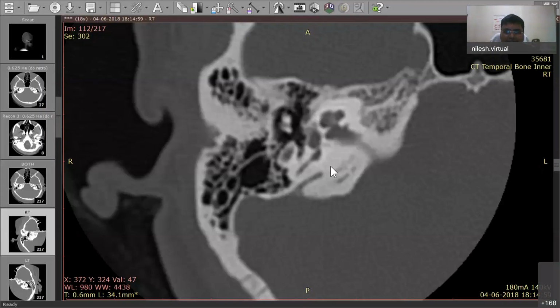So this is the focus of otospongiosis. We'll come back to our scan. Same thing you can make out here, the focus of otospongiosis here.